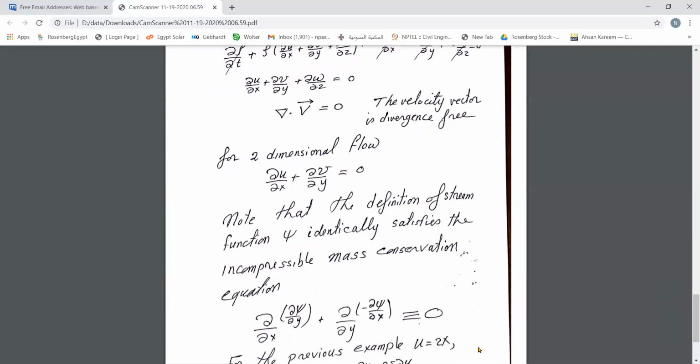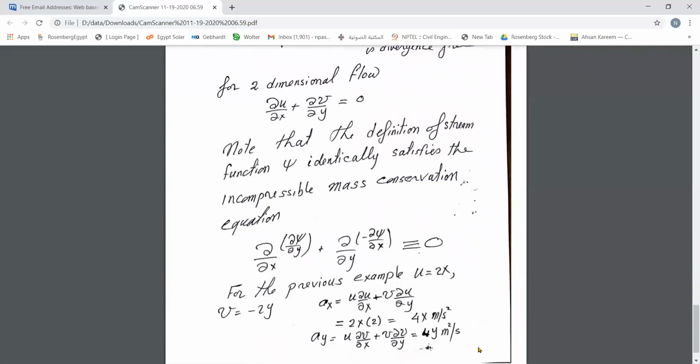Why? The order of the differentiation doesn't matter. I mean, d2 psi dy dx equals d2 psi dx dy. So accordingly, we have zero identically. So the use of the stream function satisfies the mass conservation equation identically. If we solve for a stream function, you don't need to use the mass conservation equation. It's already satisfied by the definition that u equals d psi by dy and v equals minus d psi by dx.